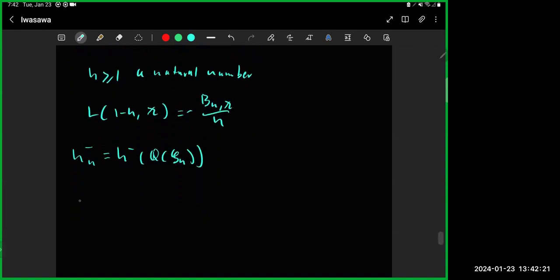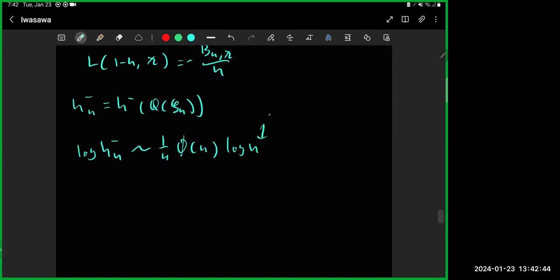So specifically, what is known is that asymptotically, the logarithm of h_n^- grows similarly to 1/4 of the Euler totient function of n multiplied by the logarithm of n itself. So specifically, what does this tell us? Well, since we know that this grows to infinity as n grows to infinity, we can see that for large n, we have that h_n^- is also quite large.